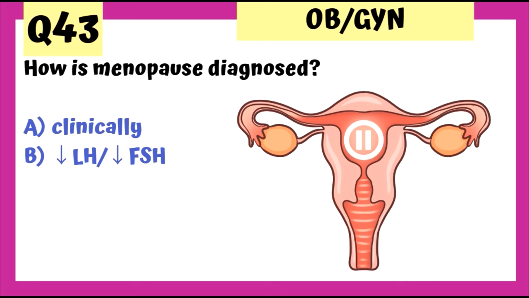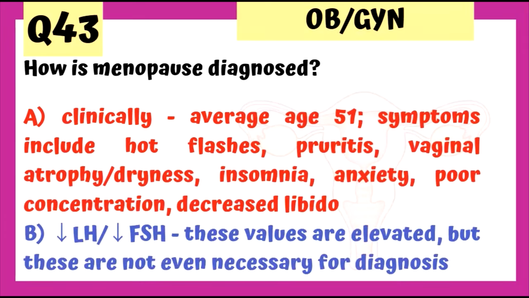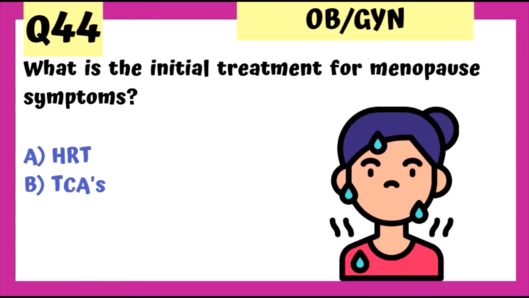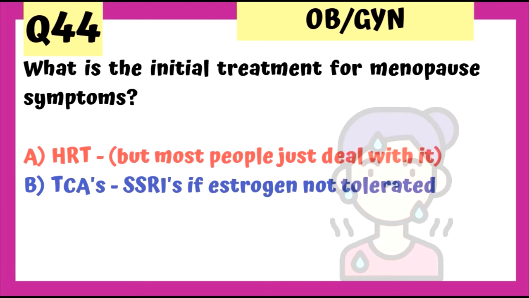How is menopause diagnosed? It's actually a clinical diagnosis. LH and FSH will be increased, but that's not necessary for diagnosis. It's a clinical diagnosis where the average age is 51, and we see these symptoms over here. Question 44, what is the initial treatment for menopause symptoms? And it's HRT. Now, generally, we try to avoid treatment for menopause symptoms because of the side effects and risks associated with replacement therapy. But in most people, just deal with it. But in terms of the initial treatment, HRT, and second line could be SSRIs, not TCAs. SSRIs if estrogen is not tolerated, for example.